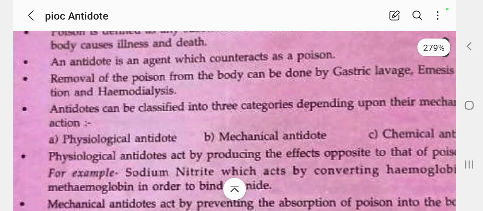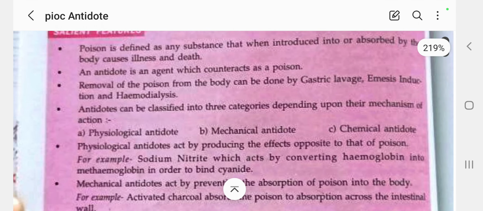Then next, antidotes can be classified into three categories depending upon their mechanism of action. So what are the three? Depending upon their mechanism of action, they are classified into three categories. What are they? Physiological antidote, mechanical antidote and chemical antidote. We'll see these one by one.